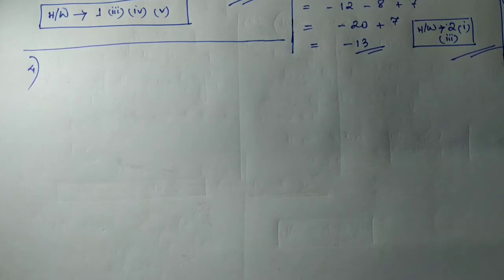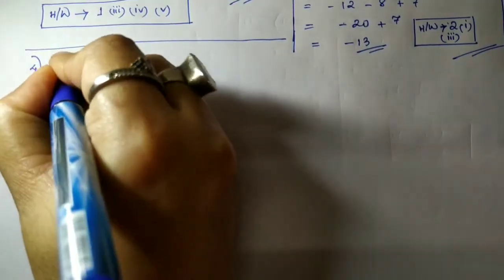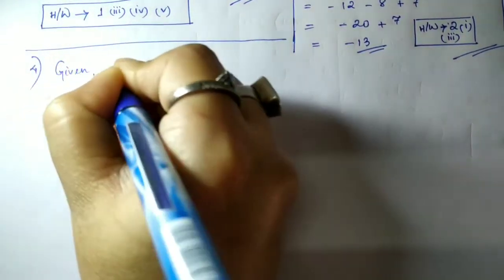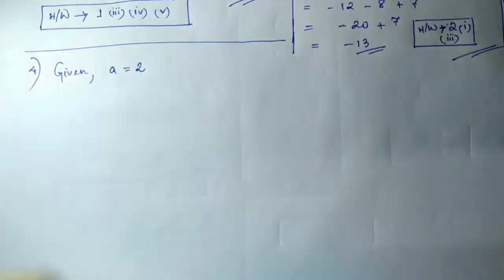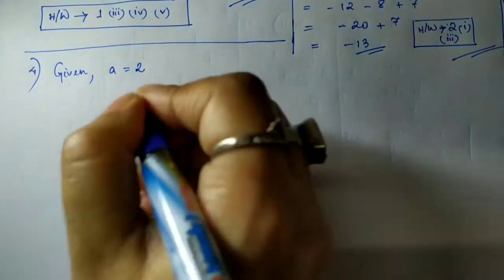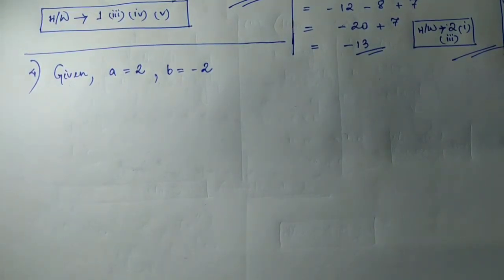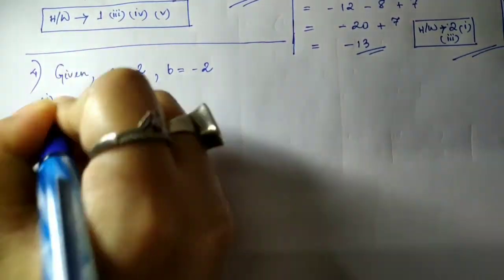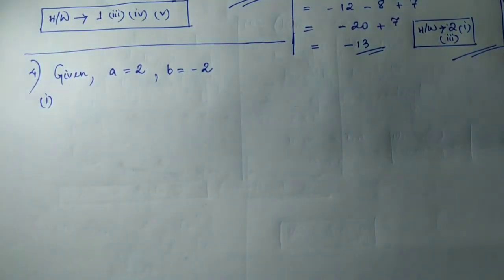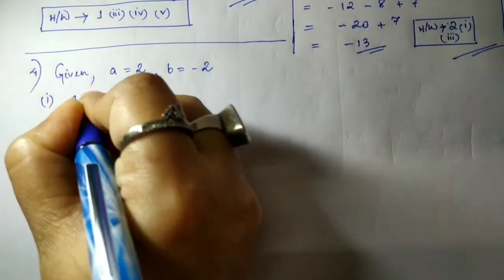If a is equal to 2, so what is given? Let's write given: a is equal to 2, b is equal to minus 2. We have to find the value of the following. So let me show you number 1. Number 1 expression is a square plus b square.